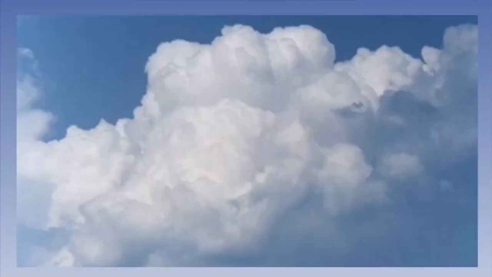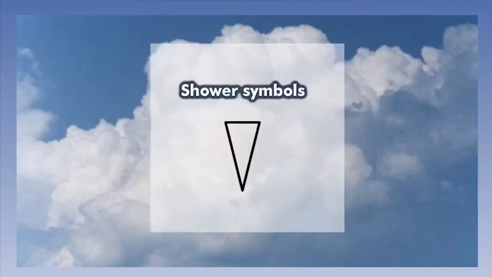Showers fall from convective or heaped cloud. They can be of rain, snow, or hail. This is the symbol for a shower. Here are the symbols and codes for each that we will encounter in aviation meteorology.